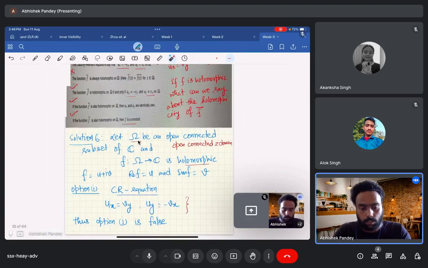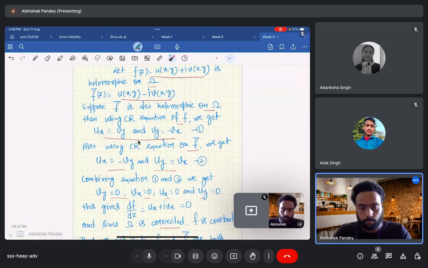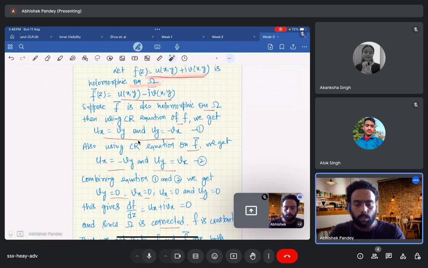Okay, so option 1 is false. Let f(z) be holomorphic on omega. Now f bar(z) is nothing but this one. So suppose this is holomorphic, which means f bar will satisfy the Cauchy-Riemann equation.